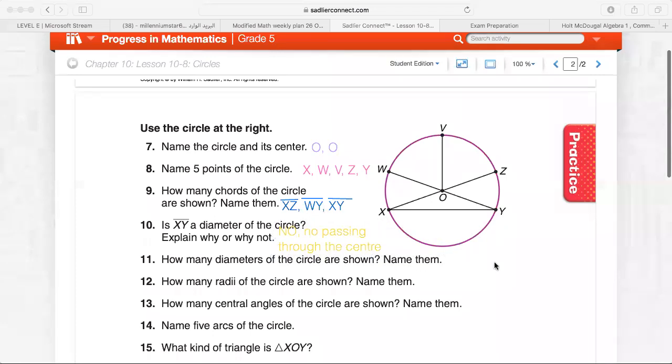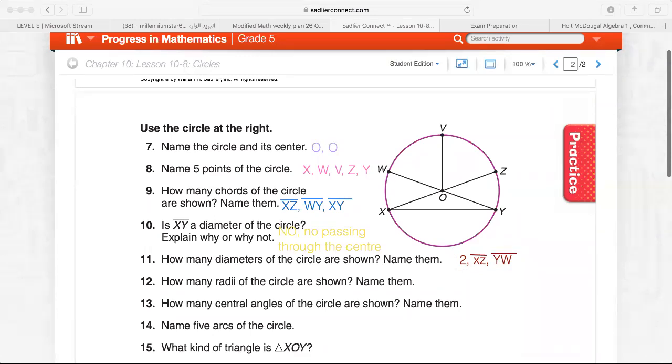Okay, girls? Okay, number 11. How many diameters of the circle are shown? Teacher, XZ. Rahaf, yes, tell me number 11. How many? First, XZ. Just wait 1 minute. Yes, tell me. XZ, yes, and YW. Excellent. So how many are there? 2. Right? And don't forget to draw the sign of the line.